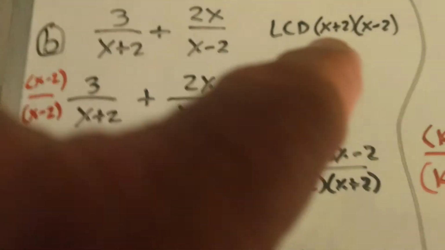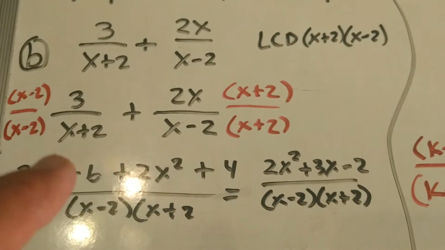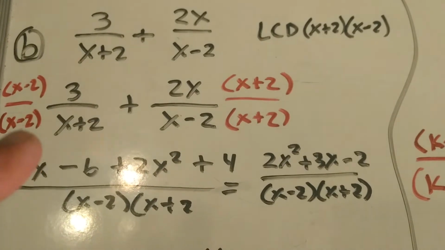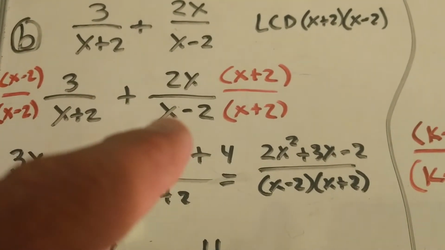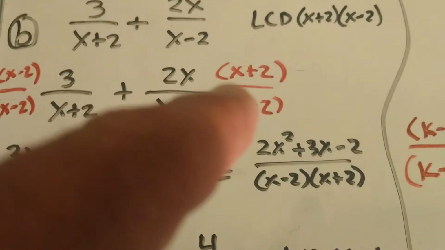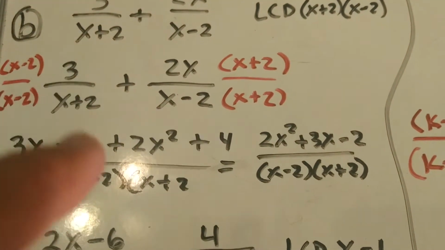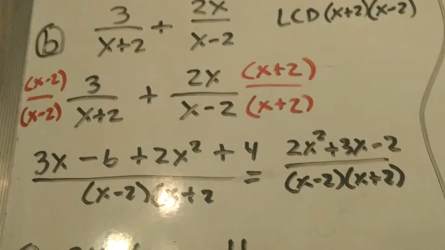So in order to get this x plus 2, x minus 2, on the bottom here, I got to multiply by x minus 2. If I multiply the bottom by x minus 2, I got to multiply the top. Over here, if I want x plus 2 times x minus 2, I got to multiply by x plus 2 on the bottom, which means I got to multiply x plus 2 on the top. So it gives me x minus 2 times x plus 2 on the bottom.